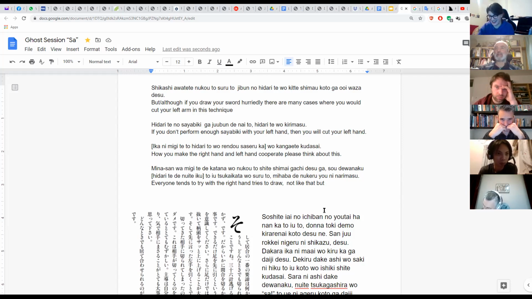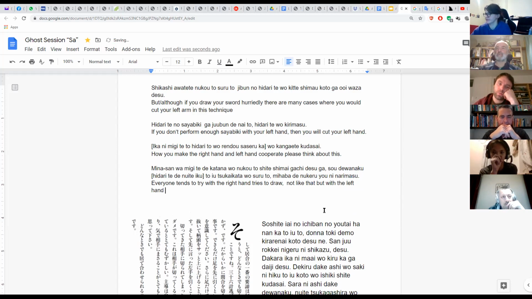Hidarite de. So what does de mean in this particular case? Watashi wa densha de Tokyo ni ikimashita. With the left hand. I go and draw with the left hand. I think this is Kusama Sensei's slight idiomatic way of sometimes saying this. He says nuiteiku and kiteiku quite a lot. Yeah, go to draw.